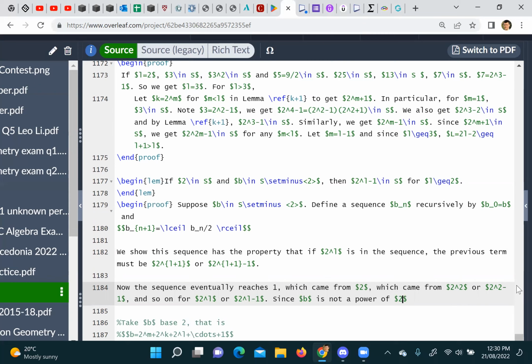Oh my god, how did he get it? Oh my god, look at it go! I'll give you one more try. Since B is not a power of 2, this process can't happen. It can't stay a power of 2. Okay, yeah. It didn't work that time.